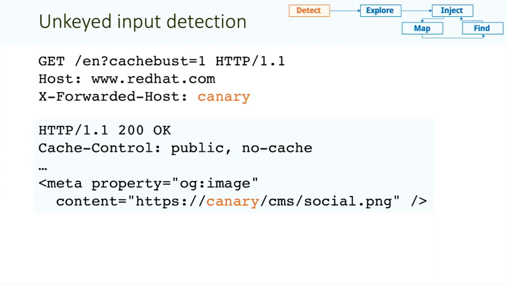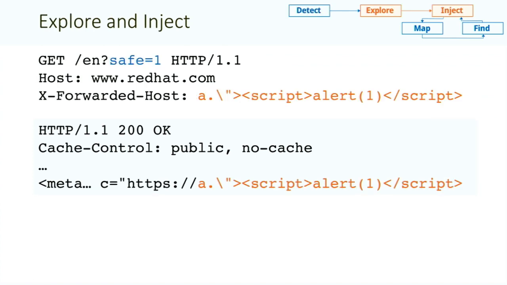So if you run Param Miner on this and tell it to guess headers, it will quickly find that the X-Forwarded-Host header is reflected inside a particular piece of HTML. And so that's our unkeyed input, right? And the next step is just to see, well, what damage can we do with this? Now, what do you think the most obvious attack to try here is? It's cross-site scripting, right?